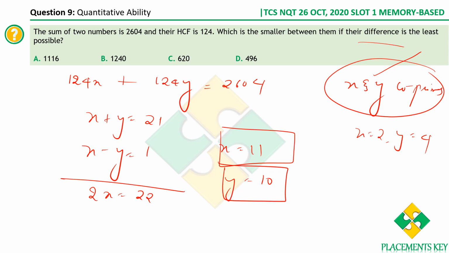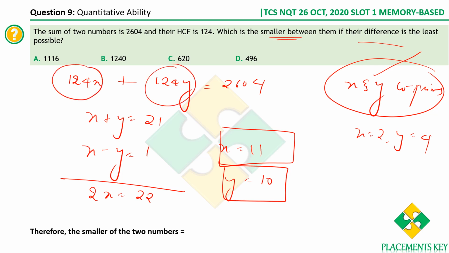What are we supposed to find? The smaller number between them. We know the numbers are 124x and 124y. So the smaller number will be 124 into 10, which is 1240. Clearly we have got the values as 11 and 10, and they are co-primes. They don't have anything in common. Therefore, the smaller of the two numbers is 124 into y, which is 1240.